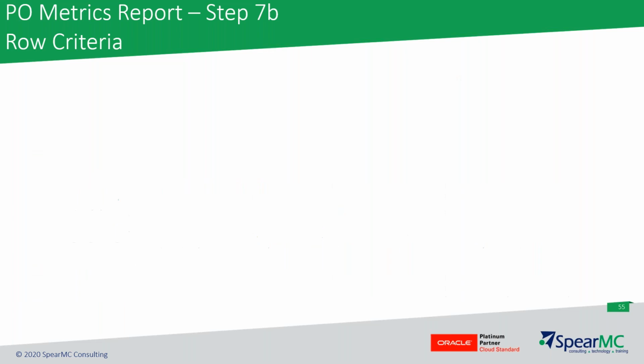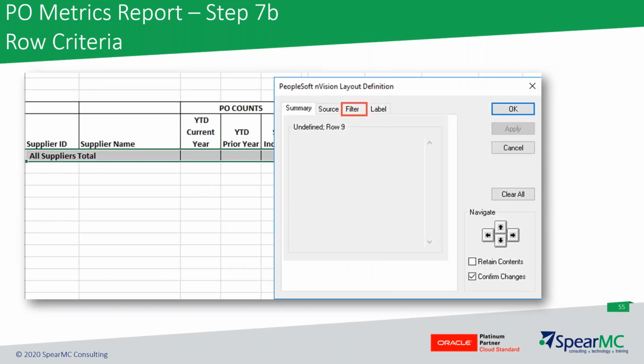Okay, next is the row criteria. So then I'm going to go down and I'm going to highlight a row on my report. And in building this one, I only built one row because I'm going to be using an explosion feature to blow out the individual suppliers. I didn't want to specify what the supplier names or IDs were to filter on, because that's going to be constantly changing.